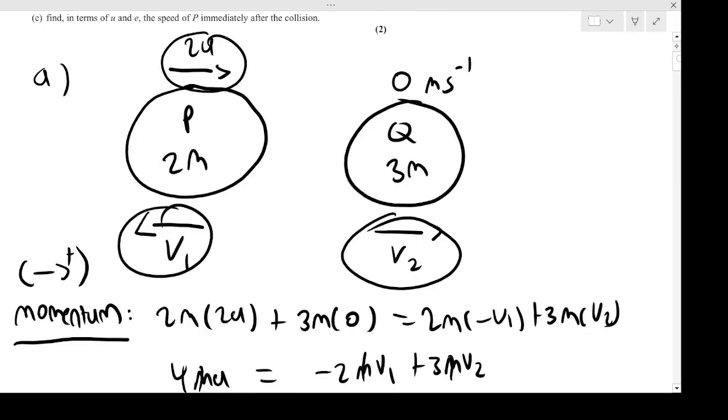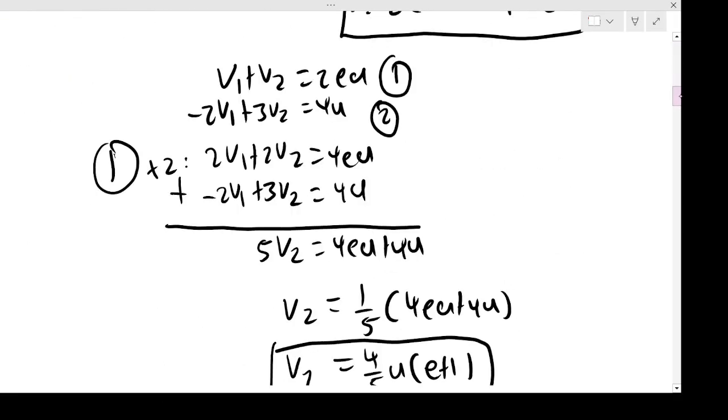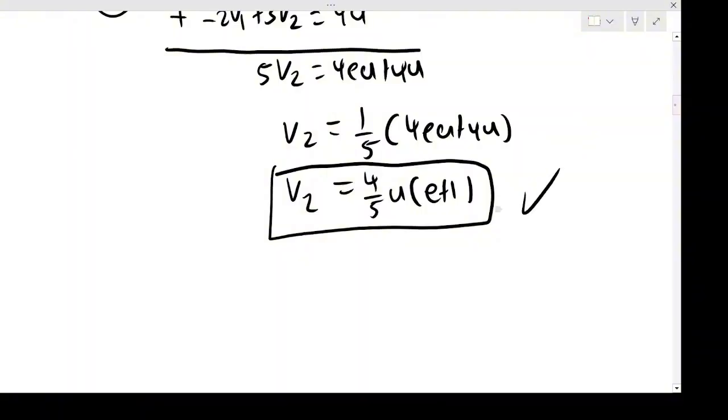And actually, look what they've said. It actually matches the expression they wanted. Indeed, the speed of Q, V2, is 4U over 5 of 1 plus E. That is the exact same expression we've got here. So we know we've done it right. That's great.